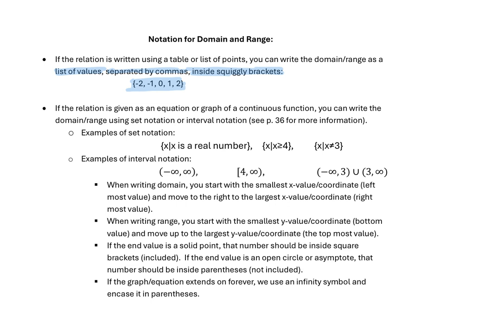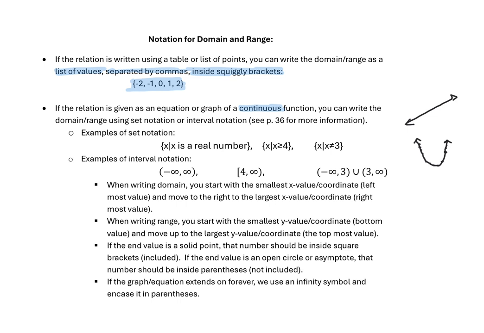Now, on the other hand, if we have a relation that is given as an equation or graph of a continuous function, a continuous function means that basically we can draw it, we can draw it as a line, we can draw it as all sorts of things. But the thing is that we don't just have a set of points, we have many, many points on this graph. And so we cannot list them all out. And so we can write the domain or range using set notation or interval notation.